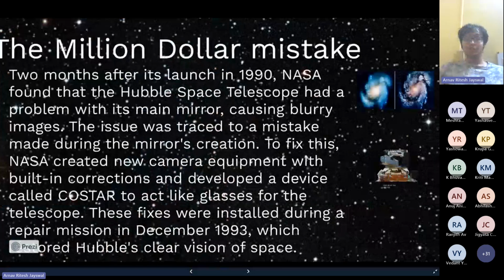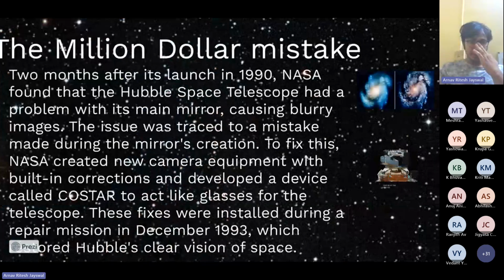So actually, 2 months after its launch in 1990, NASA found that the Hubble Space Telescope had a problem with its main mirror. The problem was, in human terms, really small. The mirror was off by about 5,000 nanometers. But Hubble had to be so sensitive that you couldn't have an error of even about 20 nanometers. And this error just escaped all 10 years of testing of the Hubble Space Telescope.